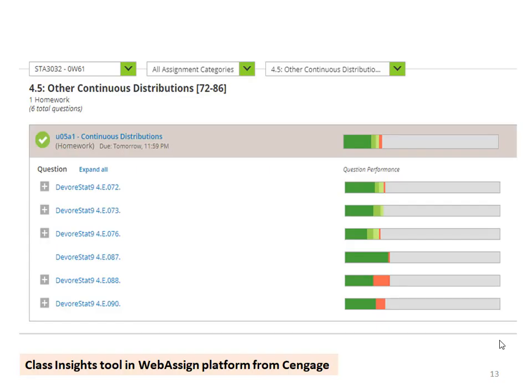We use the DeVore text, which gives us access to the Cengage WebAssign tool. So as a weekly homework gets done in the online environment that does the grading, the instructor is able to monitor the work being done through the week and see where some of the weak points are. So here's an example from the Unit 5 homework. This is a snapshot of the material in midweek.